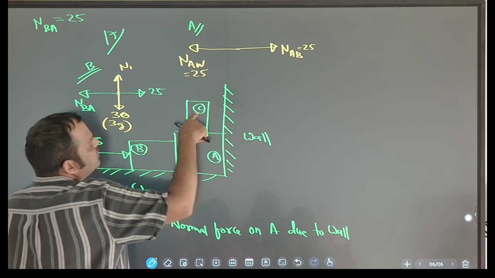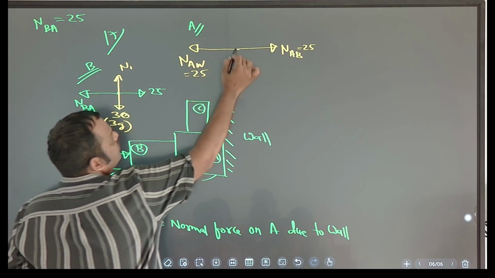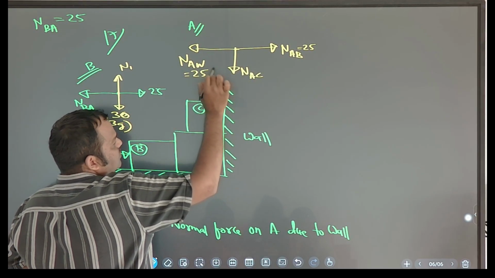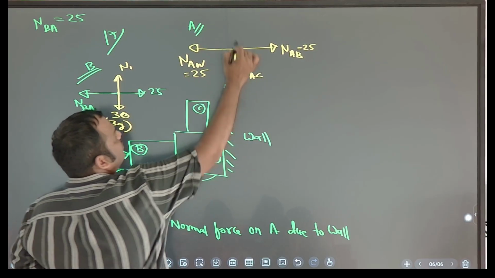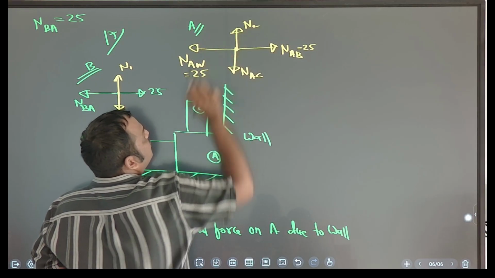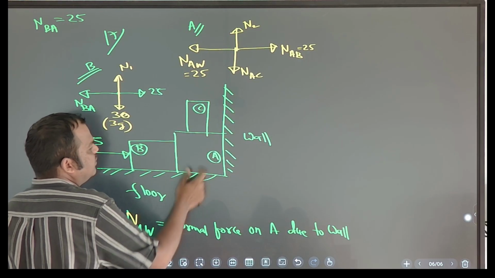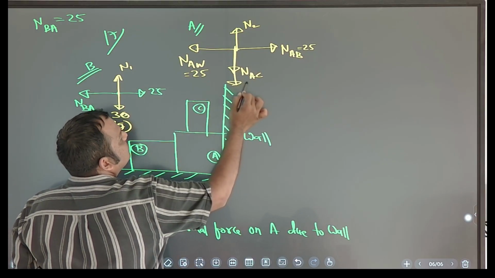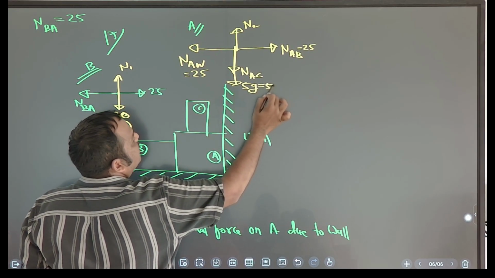And C will exert normal on A downward. So this is the normal on A due to C. And the ground will exert one normal, you can call it N2. And mg of A, 5g, so 50. Clear?